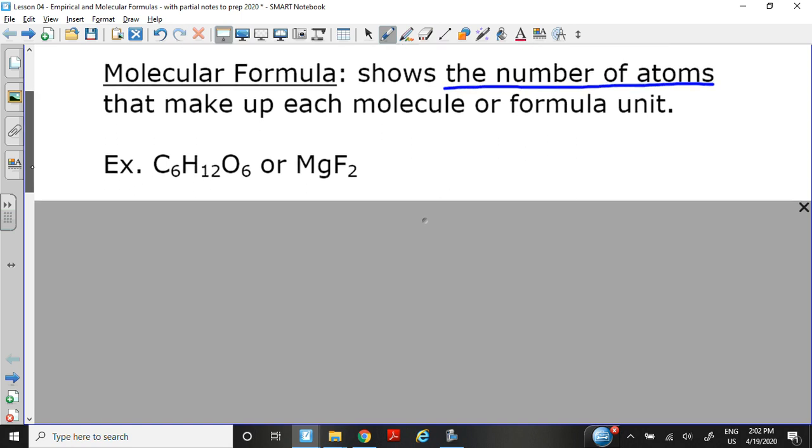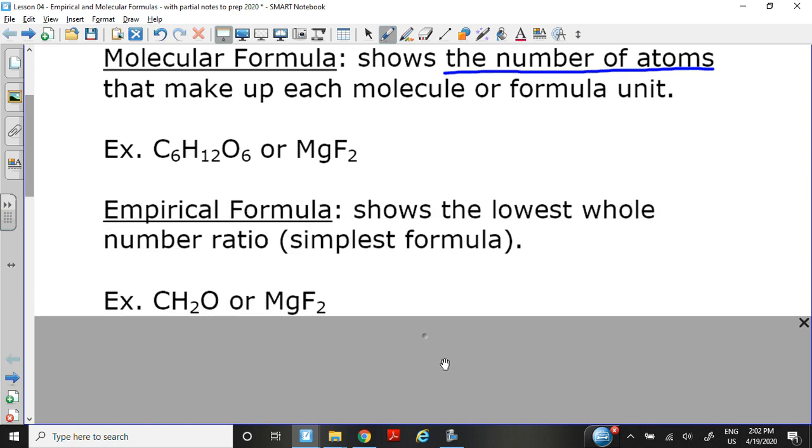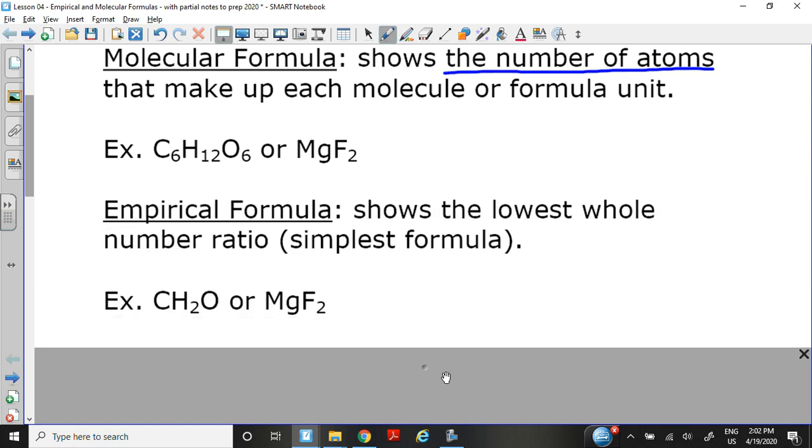The other definition that we need to be familiar with is empirical formula. Empirical formula should be new for you. Empirical formula is going to show you the lowest whole number ratio that you see between the different elements in a compound. So basically, it's the simplest or most reduced form of the chemical formula.